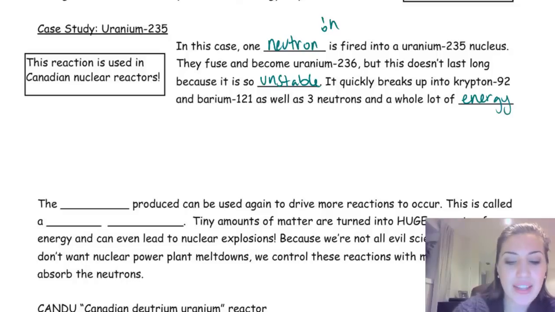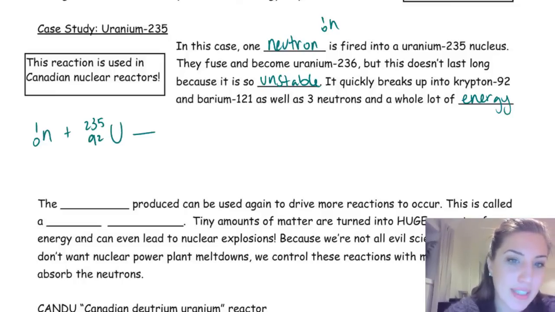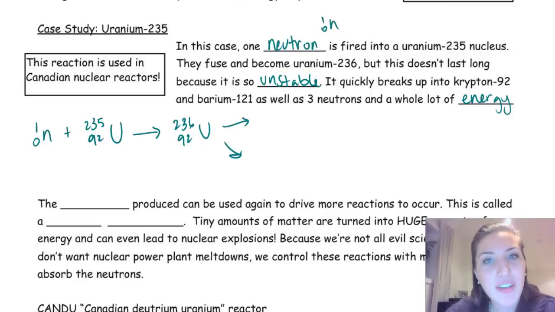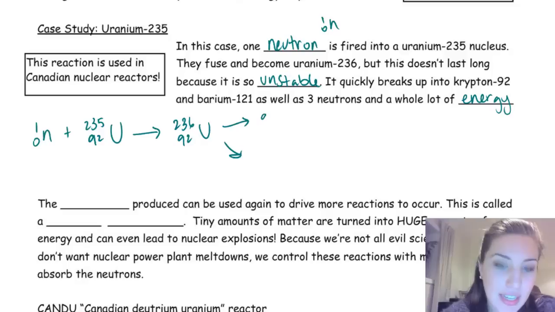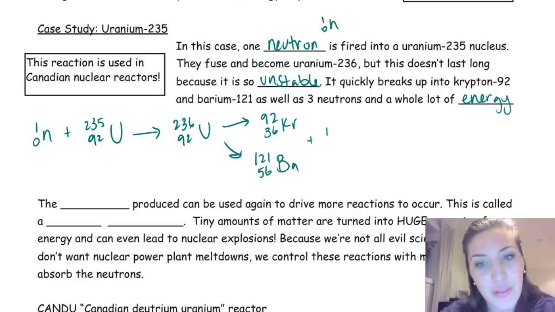So let's write this out. How would it look in an equation? You have a neutron getting blasted into uranium here, and that becomes temporarily uranium-236, which breaks up into 2 smaller elements, krypton-92 and barium-121, plus 3 neutrons, 1, 2, 3, plus energy.